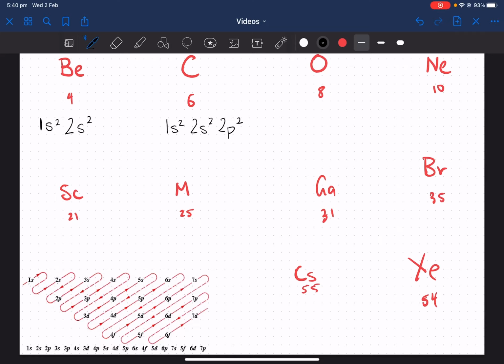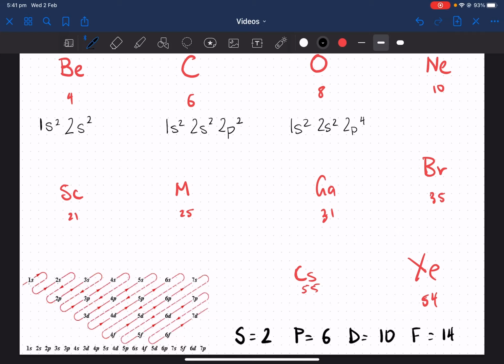All right, oxygen, same thing. 1s2, 2s2. But this time we have 4 left over, so we're going to do 2p4. So check: 2 plus 2 plus 4 equals 8, so that's great. So I'm just going to write quickly down the bottom here. So S can contain 2, P can contain 6, D can contain 10, and F can contain 14.